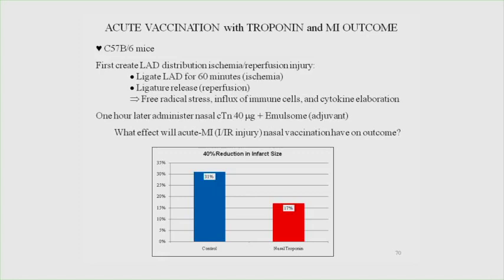The first thing we're going to do is create a heart attack. We're going to ligate the left anterior descending artery for an hour, then we're going to release it. 1 hour later, in the emergency room, we're going to administer nasal troponin I. What effect will immunization against troponin 1 hour into the heart attack, when this troponin's already being released, have on outcome? There was a 40% reduction in infarct size, all right?